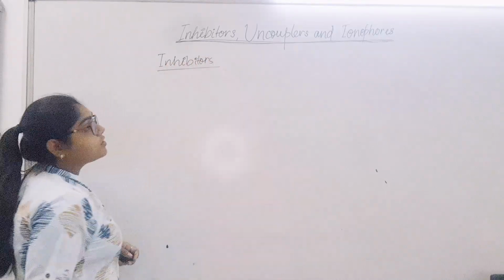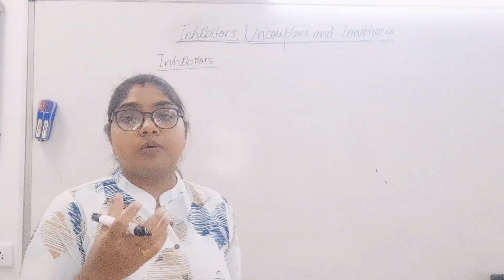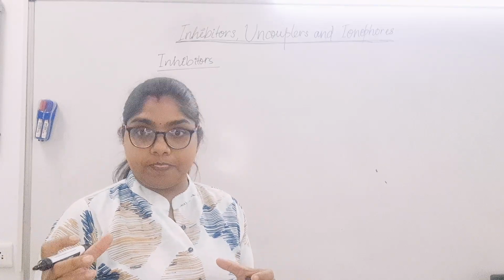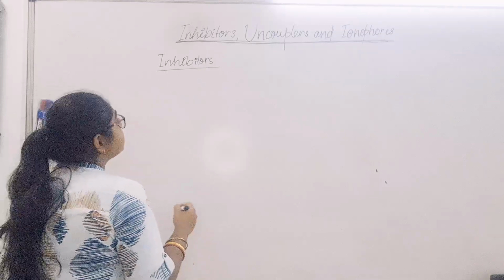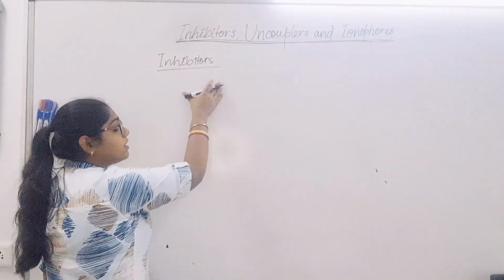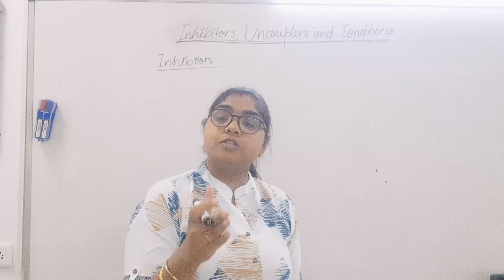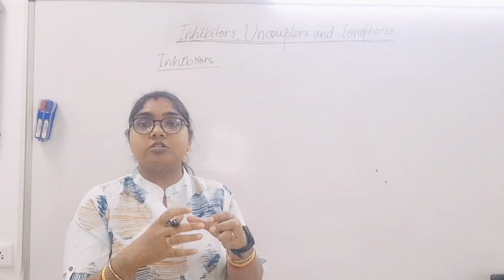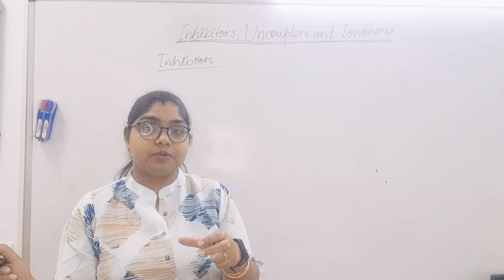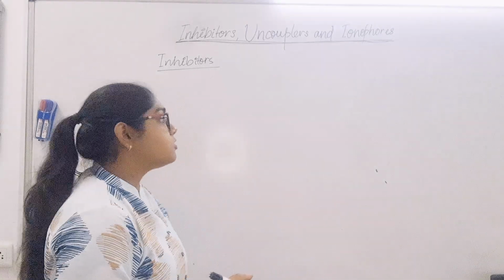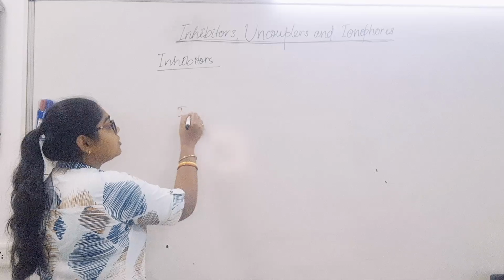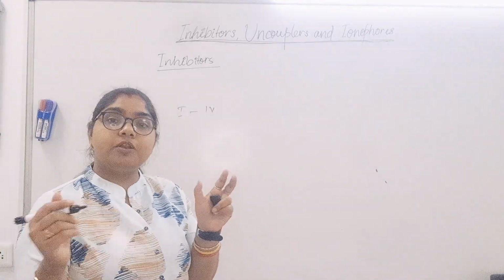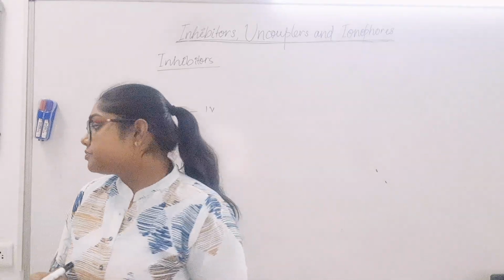So oxidative phosphorylation is a reaction that combines electron transport chain and phosphorylation of ADP. So what happens? These inhibitors are chemical substances which stop the electron transportation in the electron transport chain. It blocks the transfer of electrons in the complexes of the electron transport chain, because the electron transport chain has four complexes, complex 1 to complex 4. So what these inhibitors do is block the transfer of electrons in the complexes.